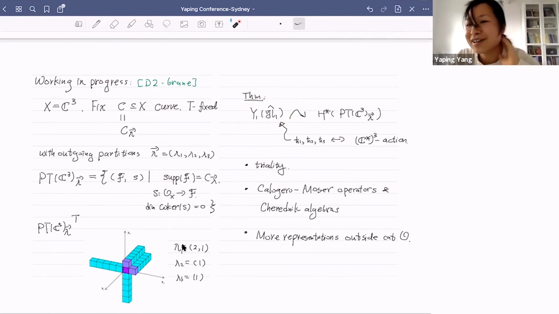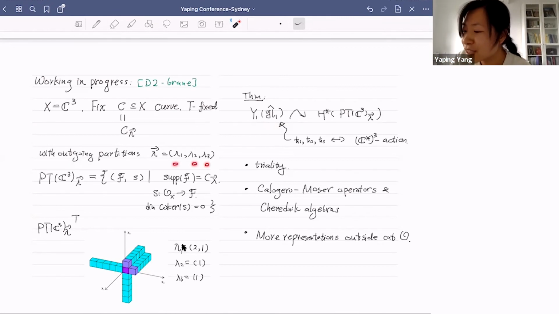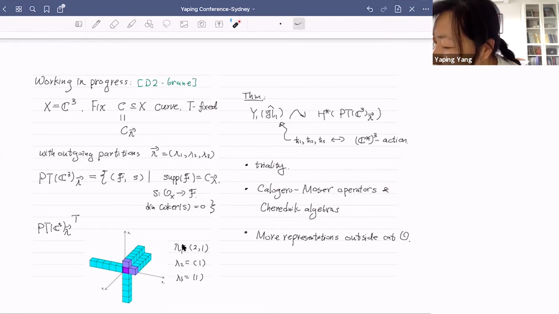And for those people who are interested in representation theory, this partition is a triple of partitions. So if you send two of those partitions to be trivial, I see one partition. So this recovers the Verma module for the algebra. And so now I have three different partitions. So this is some representation outside the category O. So I have the triality for this algebra action, and the actions are the Calogero-Moser operators and so on.